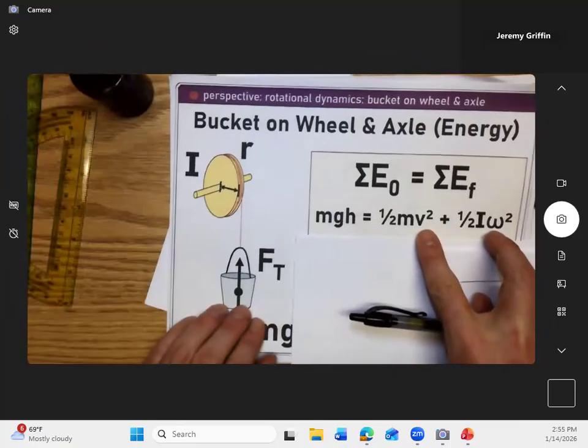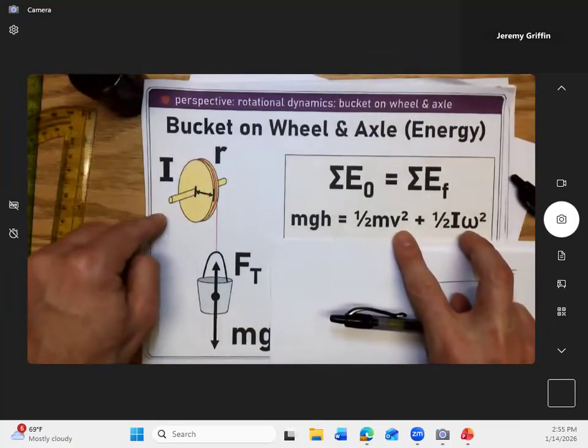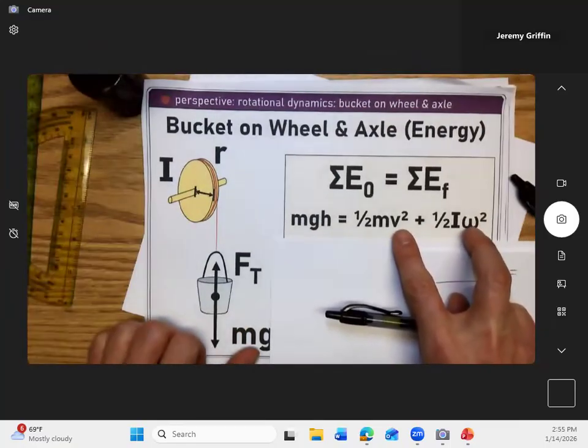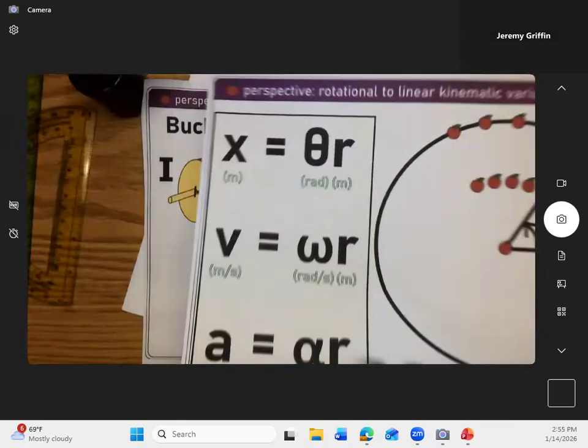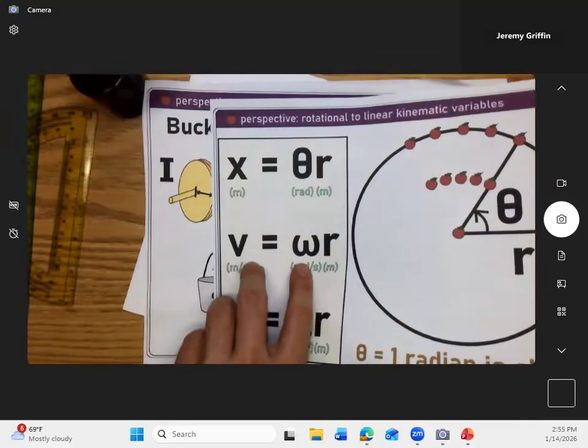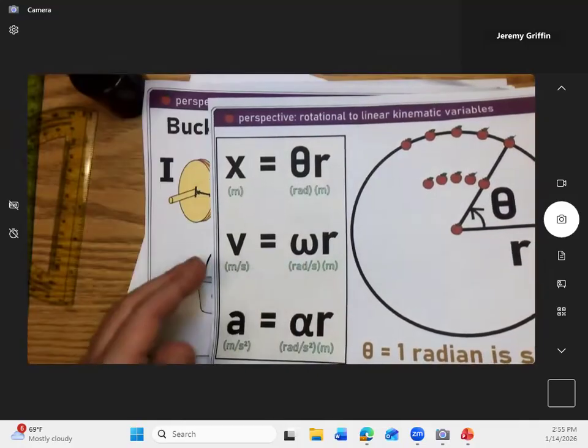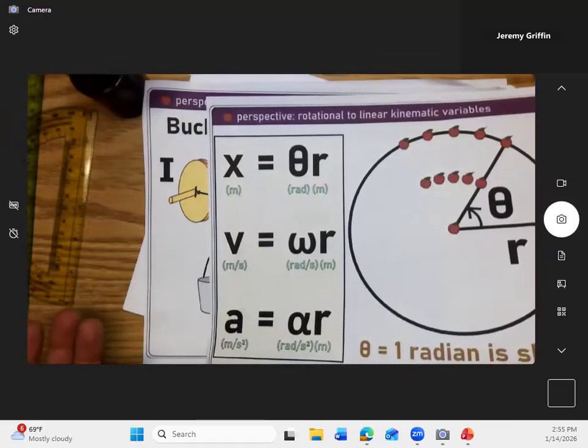Guys, critical thinking here. As the bucket's falling faster and the wheel's turning faster, are this V and this omega related to each other? Yeah. Do you guys think that's the connection right there? Right. So I could substitute one in terms of the other. They're not independent.